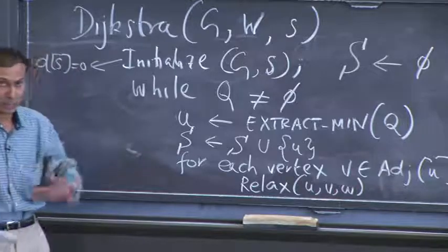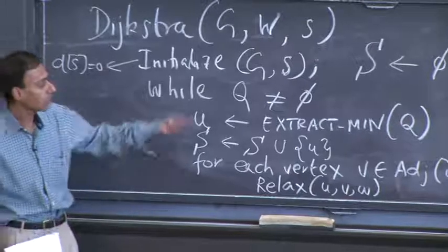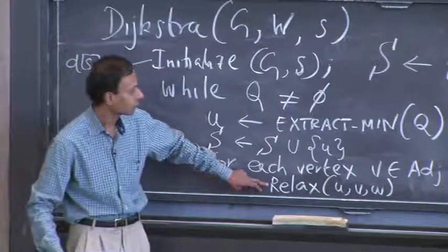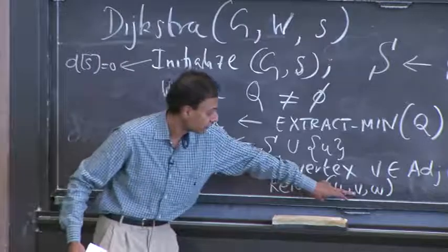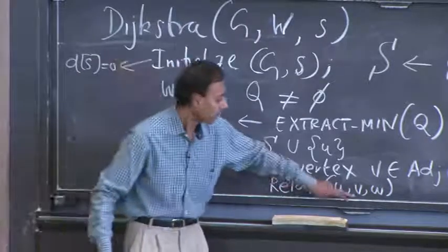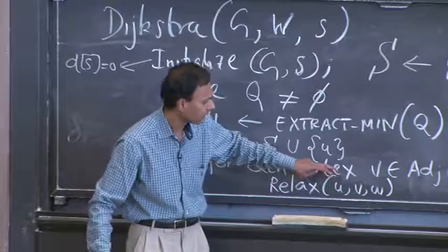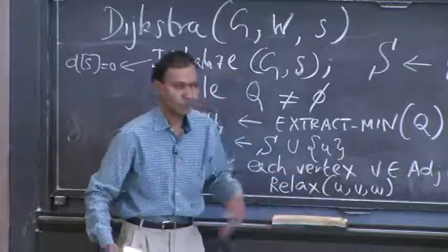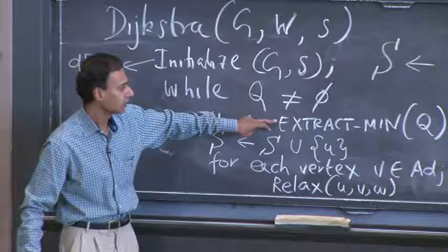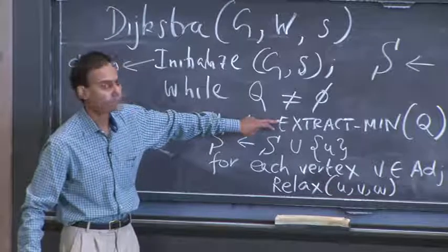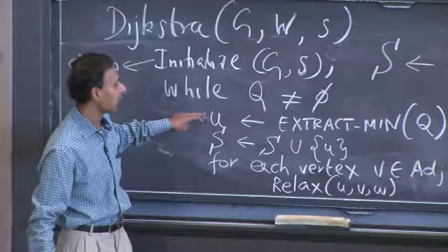And I need to now process it in the sense that I have to relax the edges that are coming out of this vertex and update the priority values, because relax is going to change the d values, as we know, corresponding to the vertex v. It might change the value, it might not, but there's a possibility that it would. You're going to do this for all of the edges emanating out of the vertex u, and so you may be changing a bunch of different priority values. So the next time around, you will get a different minimum priority vertex, for two reasons. One is that you've extracted out the minimum priority vertex. You've deleted it from Q.